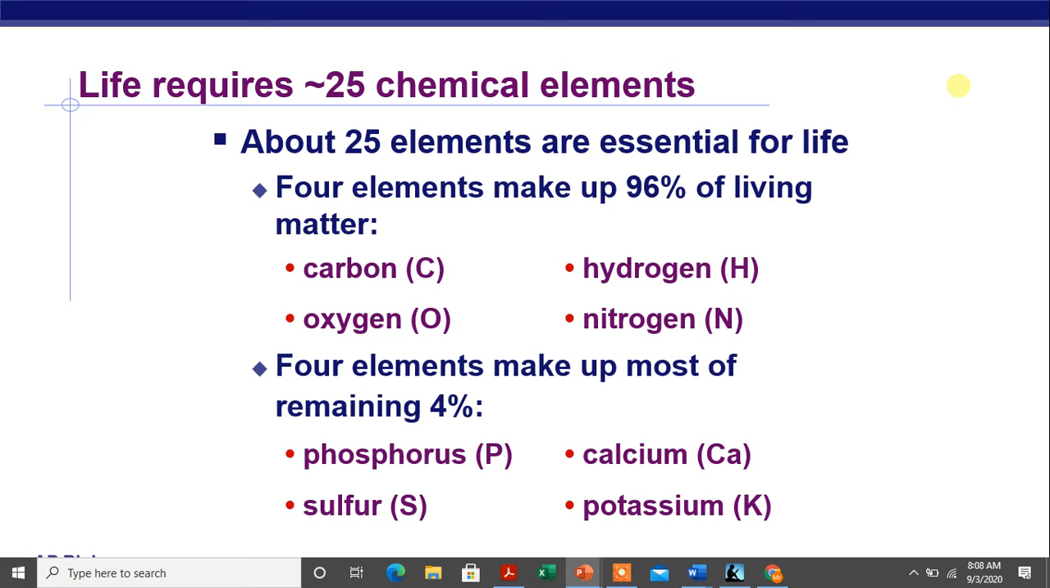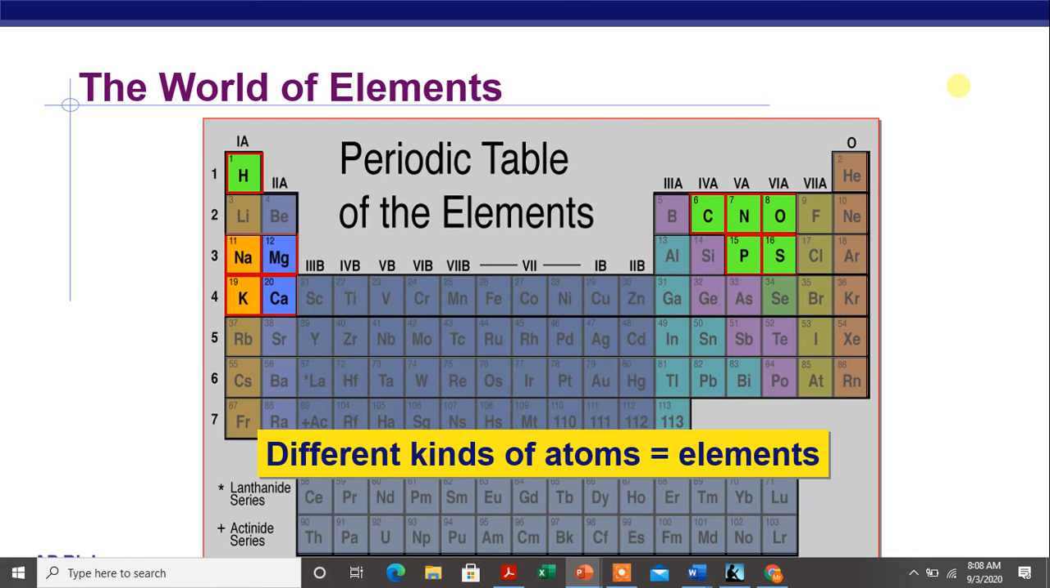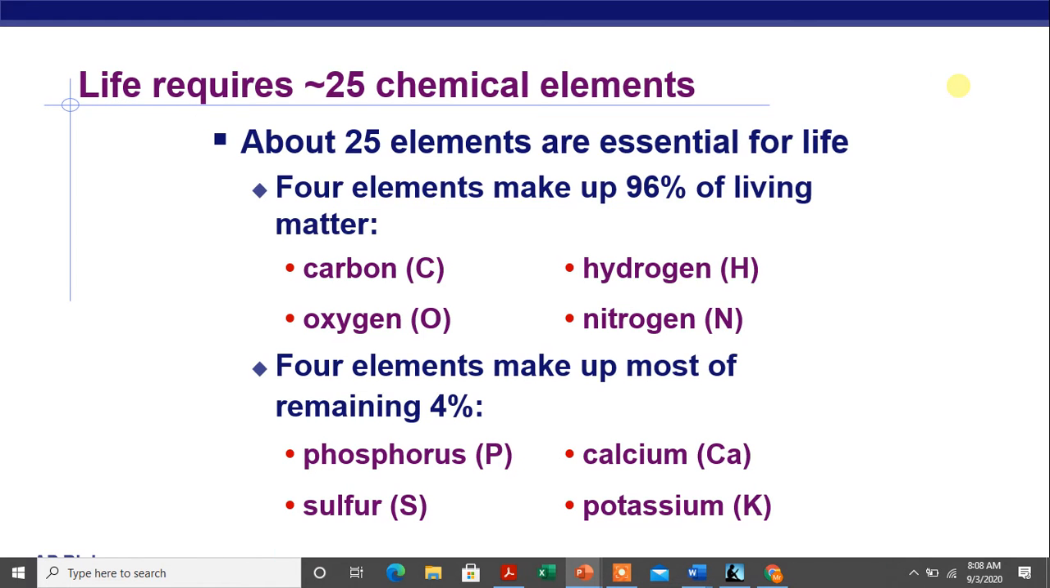In general, life requires about 25 chemical elements. So 25 more than what's lit up here. However, 96% of all living matter is only made up of four: carbon, oxygen, hydrogen, and nitrogen. That makes up about 96% of all living matter.